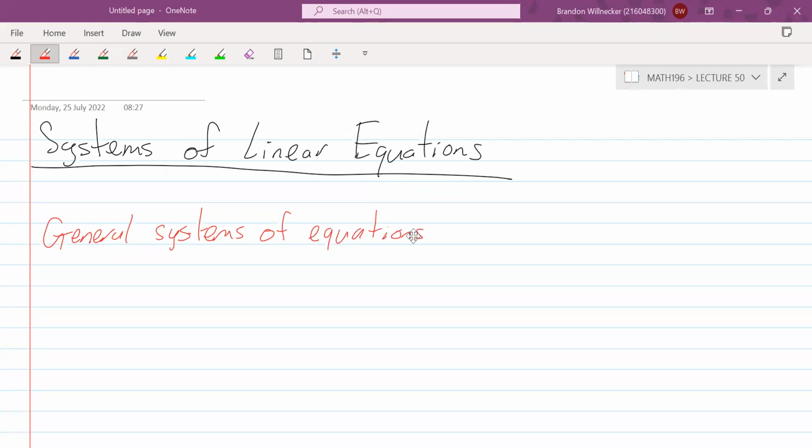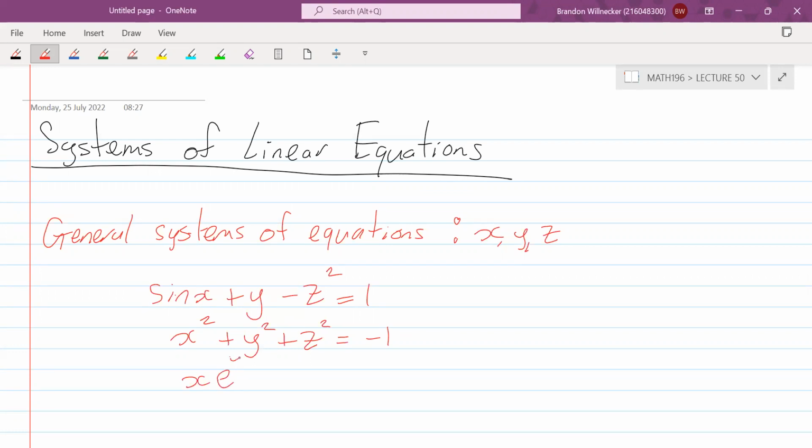Okay, so let's say we have three variables, x, y, and z. We can come up with a bunch of equations involving x, y, and z. For example, sine(x + y - z squared) equals 1. x squared plus y squared plus z squared is equal to minus 1. And let's say x e to the y plus z is equal to 0, for example. So we've got three equations and three unknowns.